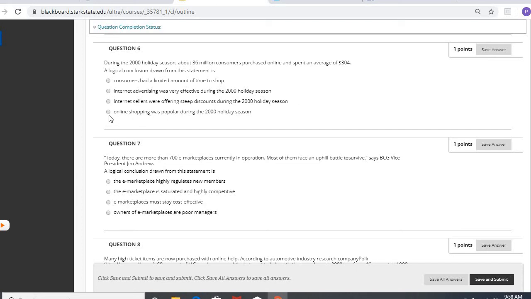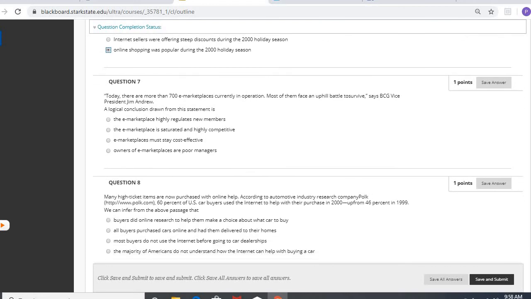But what we can safely infer is that online shopping was pretty popular. Obviously, like 36 million people spent an average of $304. That implies that it was a pretty popular thing in 2000.